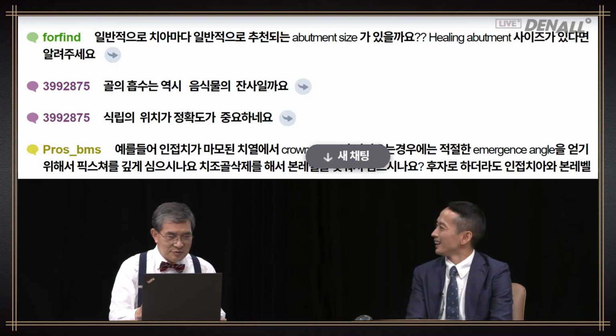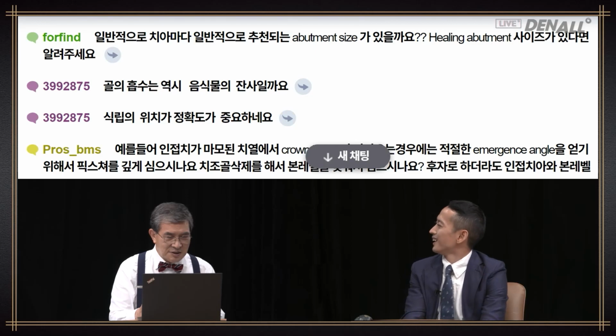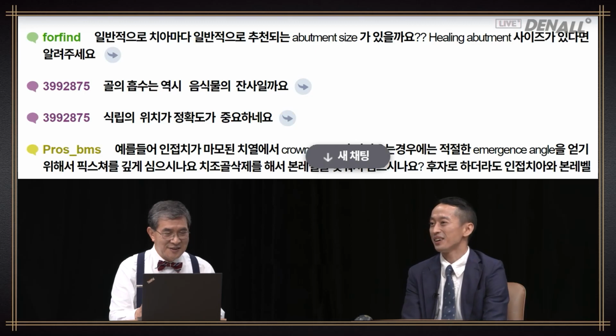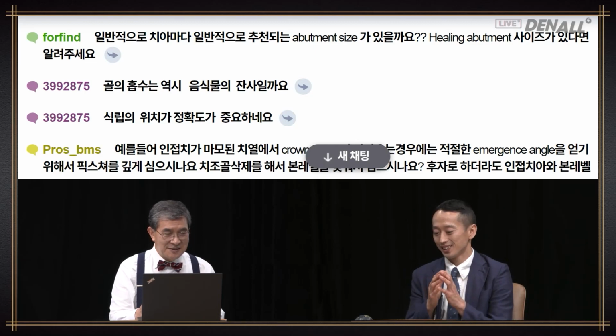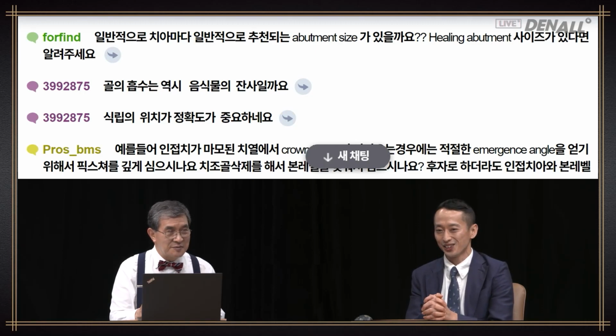For find, in general, is there a recommended abutment size for different teeth? If there is a healing abutment size, please tell me so. I receive a lot of questions like this, but it differs from patient to patient. And we need to consider the thickness of soft tissue as well as alveolar bone condition and the intercuspal relation. It's quite difficult to say, but personally, if it is atrophied ridge based on healing abutment, I don't think it should exceed 5 to 6 millimeter. This is just based on my experience.